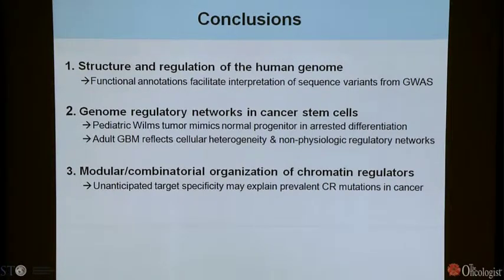In the case of pediatric Wilms tumor, it looks like there's a regulatory network that really mimics normal progenitors that have been arrested, whereas adult GBM seems to reflect more cellular heterogeneity. There's a regulatory network that doesn't really look like anything in normal physiology, but seems to be quite specific to these malignant stem cells. And finally, I've told you about the modular and combinatorial organization of chromatin regulators and some unanticipated specificity in their targets that could explain something about the mutations we're seeing in the cancer sequencing studies.